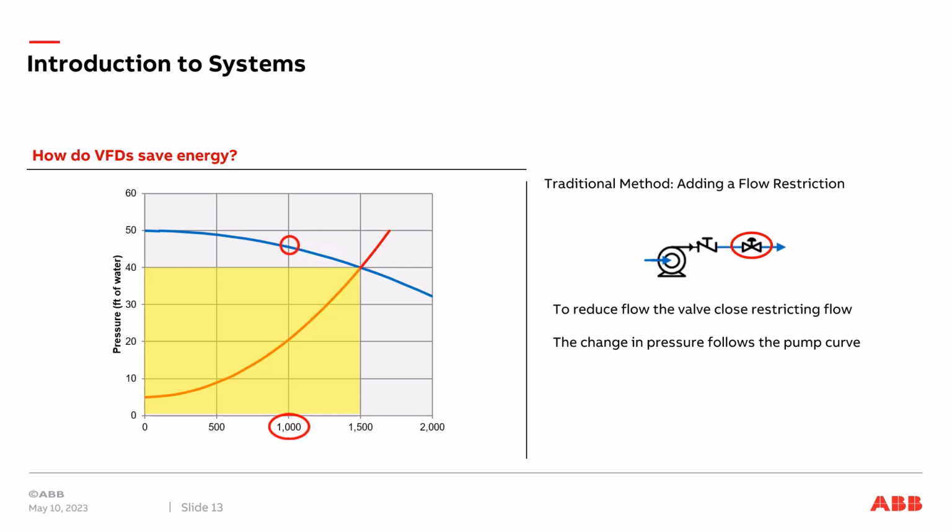Now the pump curve is in blue, and because we just restricted the flow and the pump is running at full speed, what we have now is a total amount of energy. As you see here, this required energy is actually a little bit less than we had before, but it's still a lot of energy being used because the motor is still running at full horsepower.